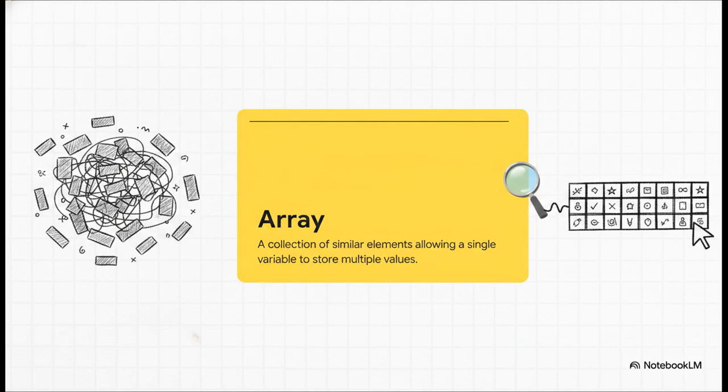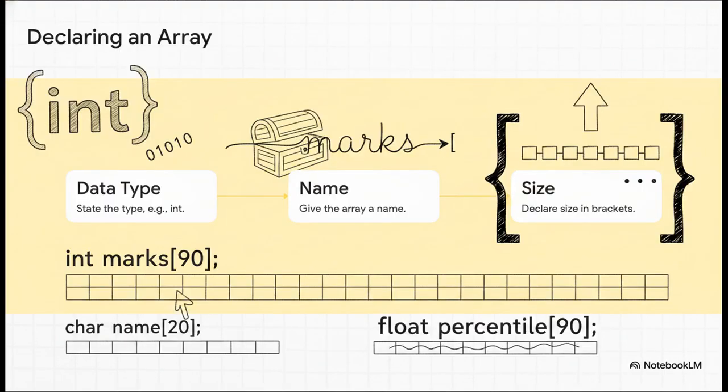An array is just a collection of similar elements that allows a single variable to store multiple values. So instead of 90 separate variables scattered all over your computer's memory, you get one neat, organized collection. Declaring an array in your code is super simple and takes just 3 steps. First up, the data type. Every item in an array has to be the exact same type, like int for integers. Second, you give it a name, something descriptive, like marks. Third, and this is where the magic happens, you use square brackets to set the size. By just writing int marks[90], you're telling the C compiler to instantly carve out space for 90 integers under one single name. You can do the exact same thing for characters to make strings or for decimals using float.